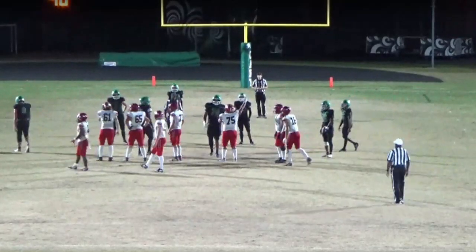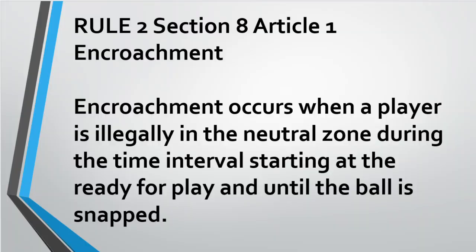And so let's talk about it. I think it's important we reference some rules here. So let's talk about Rule 2, Section 8, Article 1, encroachment, the definition. Encroachment occurs when a player is illegally in the neutral zone during the time interval starting at the ready for play and until the ball is snapped. And so ready for play is when our official, normally our umpire, spots the ball on a scrimmage down. So let's keep that in mind on this play.